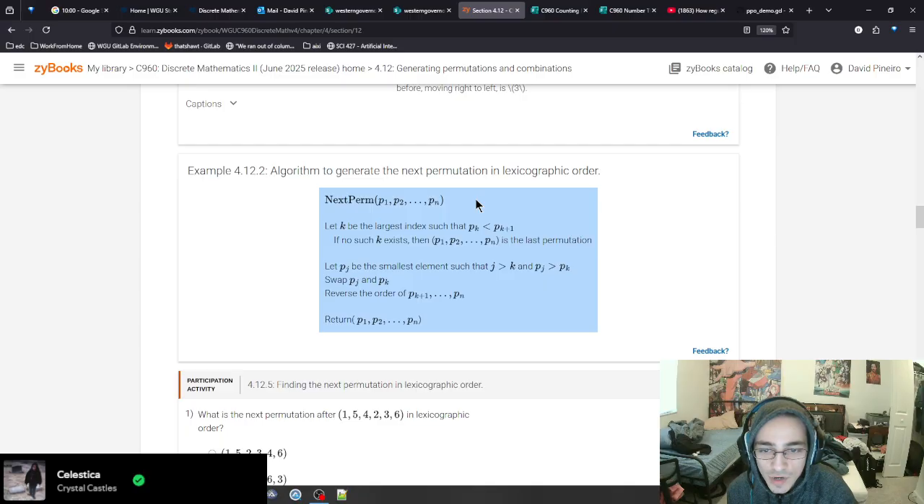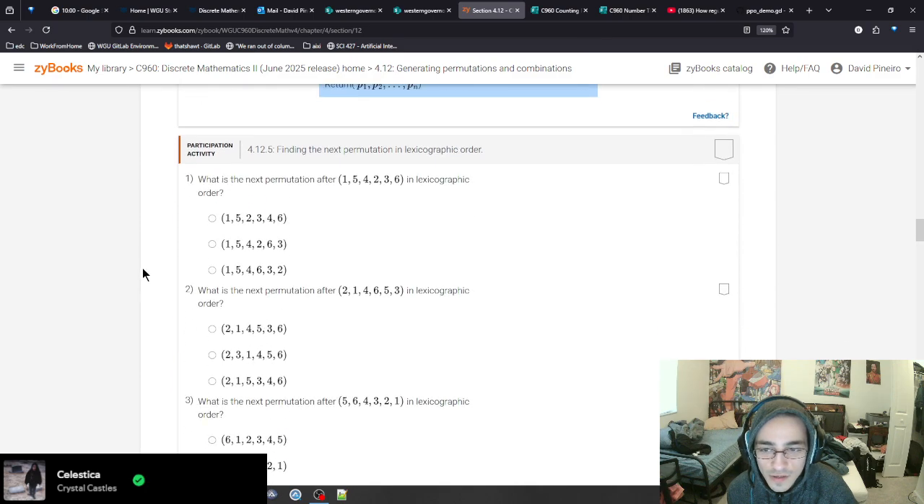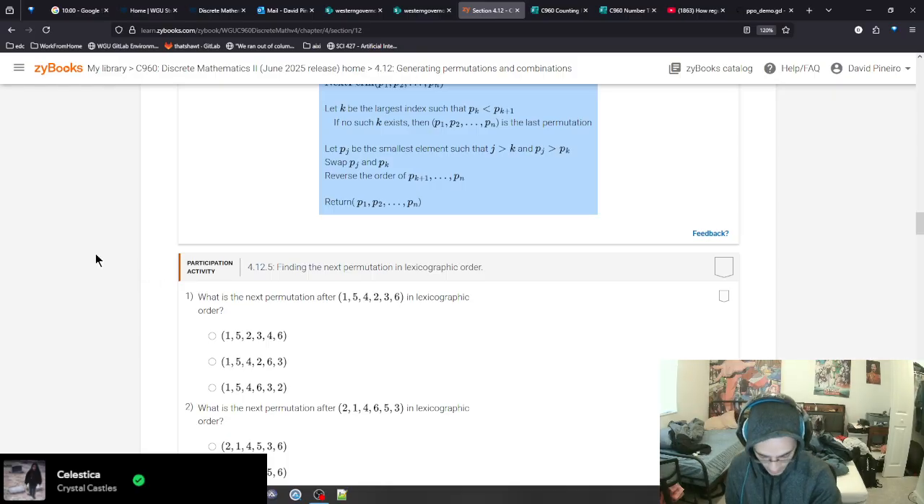And then you swap them. And then reverse, what the hell? Reverse the order? Okay, so you swap them, and you flip everything after K. Alright, I guess I have to try that algorithm out. That's a bit of a brain malfunction right there. Alright.